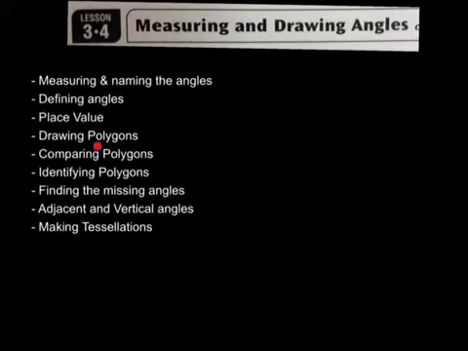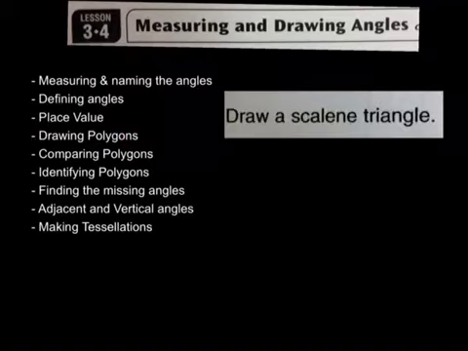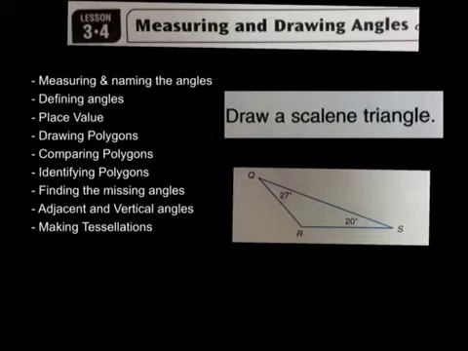Okay, moving on to drawing polygons. I will tell you the name of the polygon you must draw, and you will draw it in your notebook. Draw a scalene triangle. Pause now and draw it. A scalene triangle is a triangle with three different lengths. So you can see that this length is different than this length, and different than this length. And because the lengths are different, the angles will also be different. So you can label it as so. This is one length, this is two length, and this is a third different length.